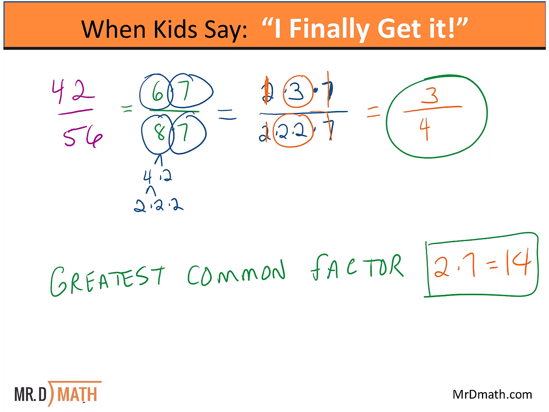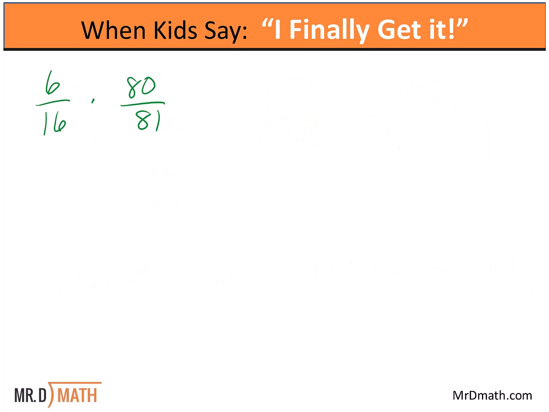Now you might be thinking, but Mr. D, you said it's the same thing when you're multiplying fractions. What does that mean? Well, let's find out. Let's look and see what happens in this example. What do you notice? We have 6 over 16.